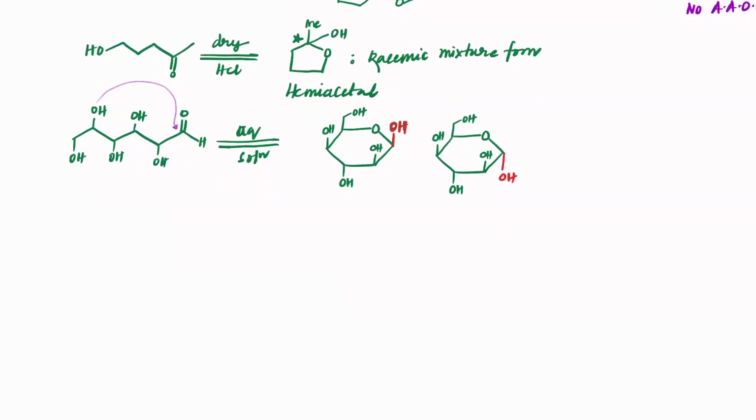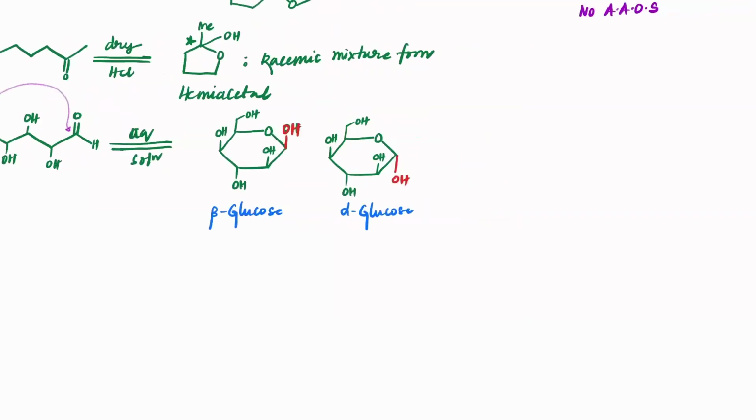Okay. Going ahead, we'll learn more in detail about this. As of now, I'll just write down. This is called beta glucose. This is called alpha glucose form. One is alpha glucose and the other is beta glucose. See, both of these are diastereomers.